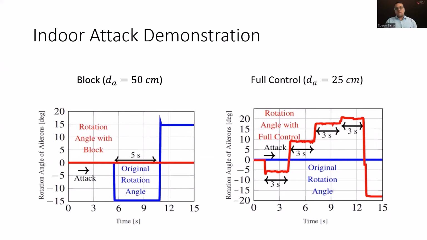In this case, the commanded aileron angle shown by the blue line is 0. The attacker changes the T-rotate at every 3 seconds to control the aileron, and the actuator is shown to respond to these commands by rotating in the desired direction by the desired amount.